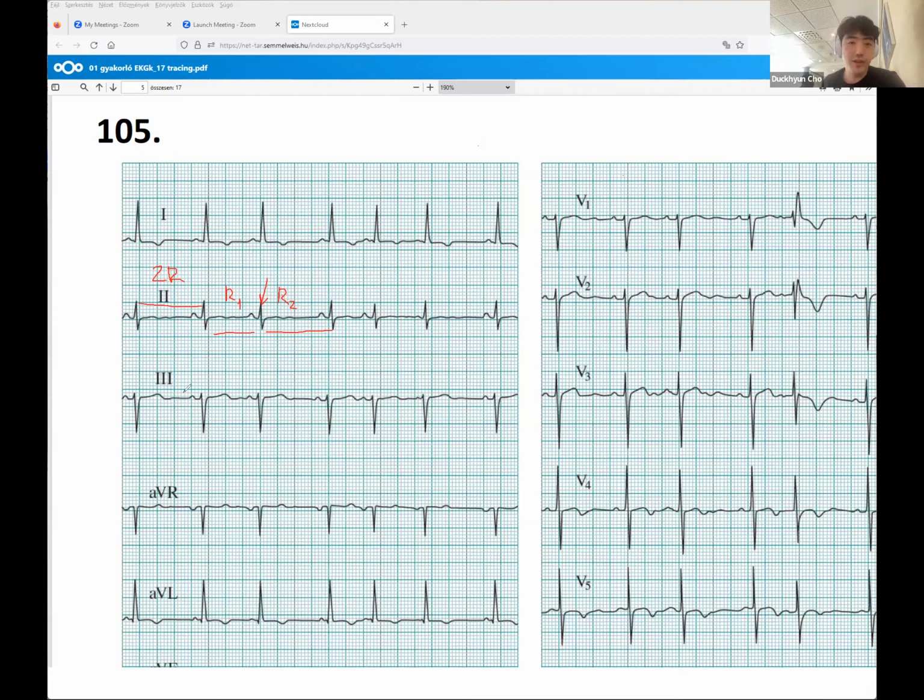So two is the difference. This is what is compensating. If it could compensate to two R's, that means it's fully compensated, so the average rate doesn't change. However, if it could not, that's undercompensated, so the rate is getting faster. Okay, thank you.